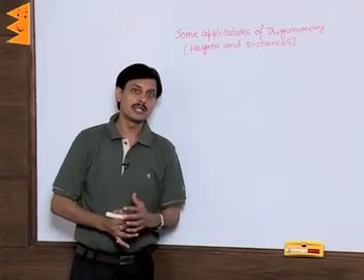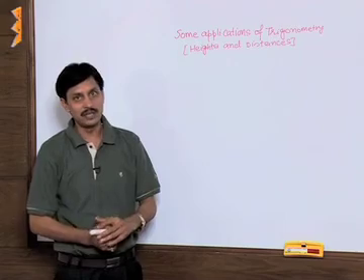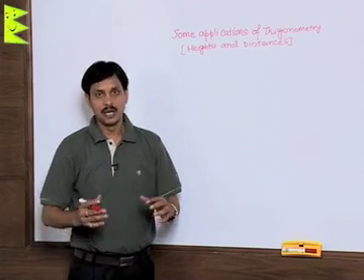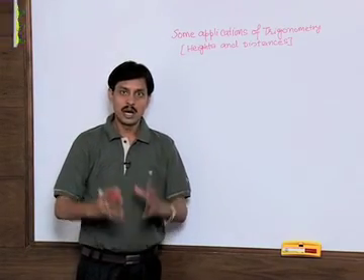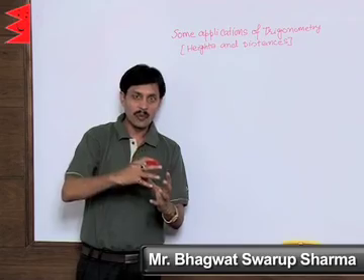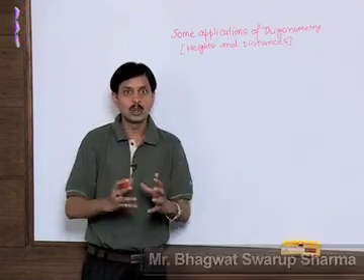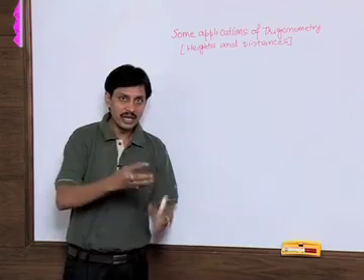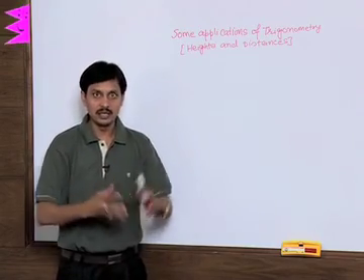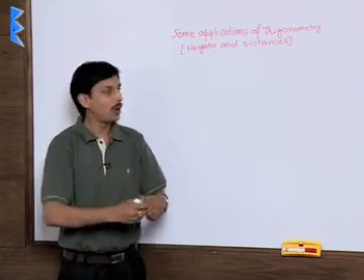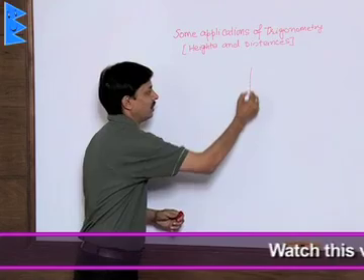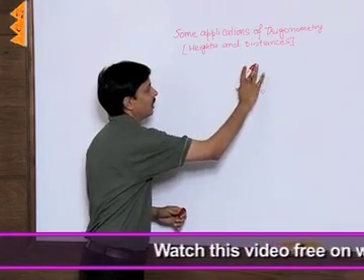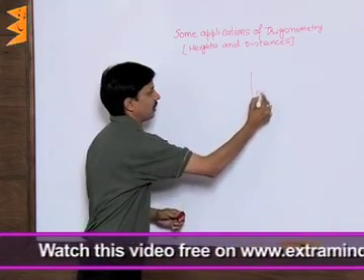Now, after understanding the concept of angle of elevation and angle of depression, I would like to explain how we will use angle of elevation and depression to solve the problems of heights and distances. A very easy example I am taking. Suppose a pole of height 100 meter. This is the 100 meter high pole.